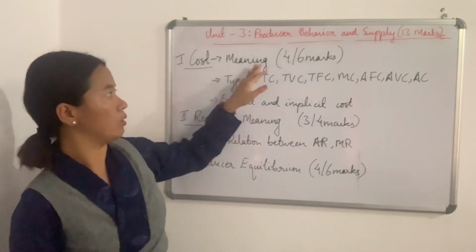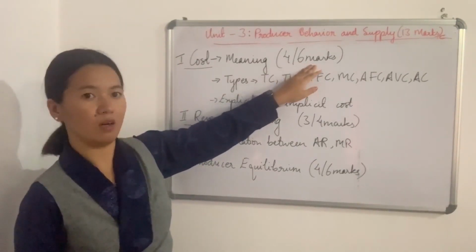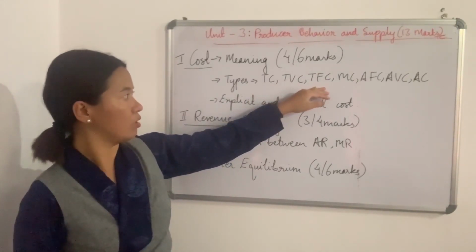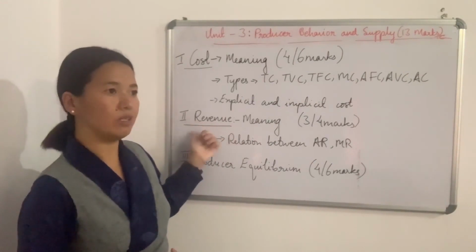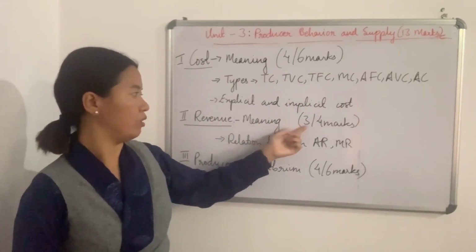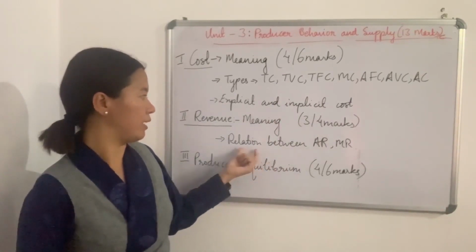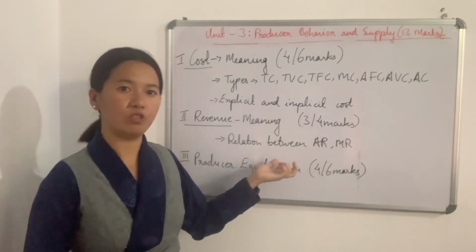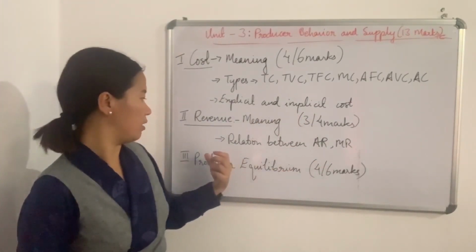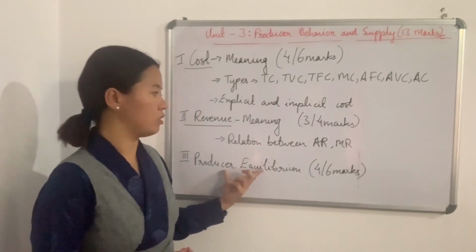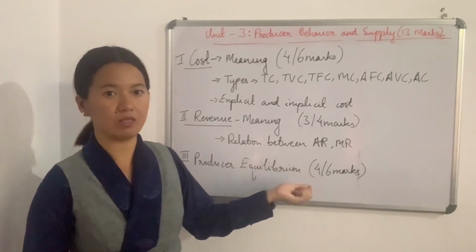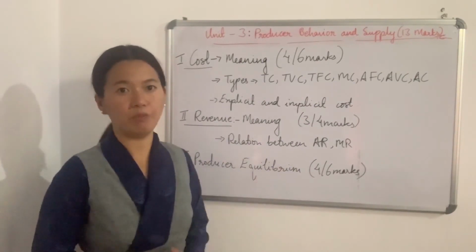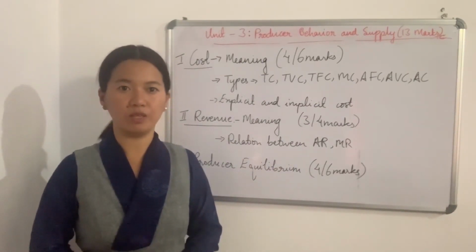The concept of cost will come for 4 or 6 marks. For 6 marks you will get numerical questions or problems to solve on the cost concept, and in the second concept, revenue, it will come for 3 or 4 marks. You may get a question like: state the relation between average revenue and marginal revenue under perfect competition and imperfect competition market. And the third main important concept is producer equilibrium, which often comes for 4 or 6 marks. Either you may get theory or numerical questions on this concept. So these are the three important concepts which we are going to learn today.